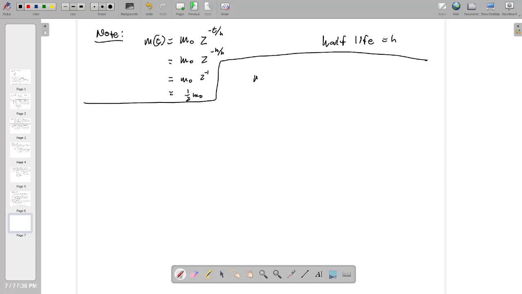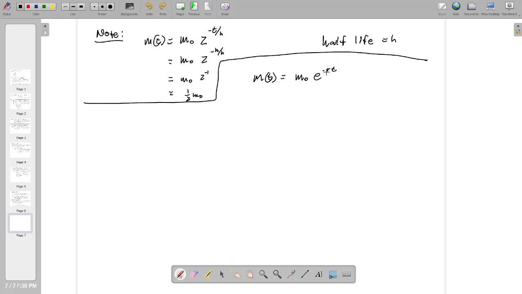But let's use this model instead, because this is the model we mostly use: m sub 0 e to the negative rt. Now what I want to do here is figure out what r is relative to h. So again, h is the half-life. So I'm going to plug that in for t, and I should have half of the mass remaining.